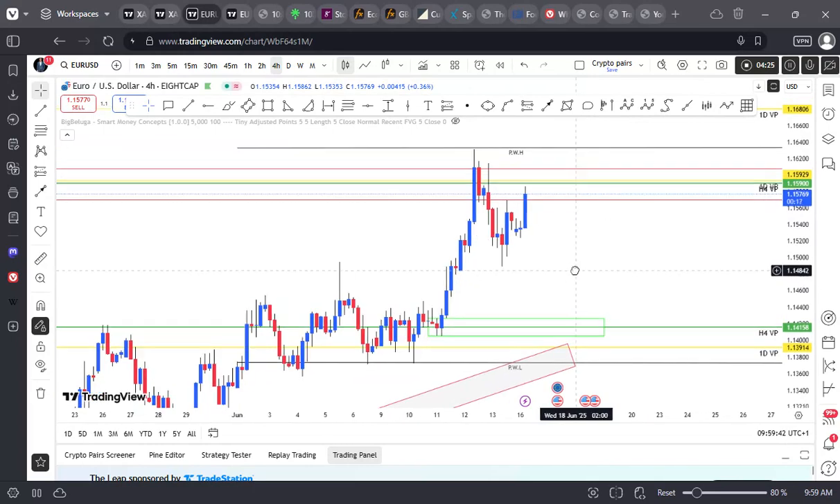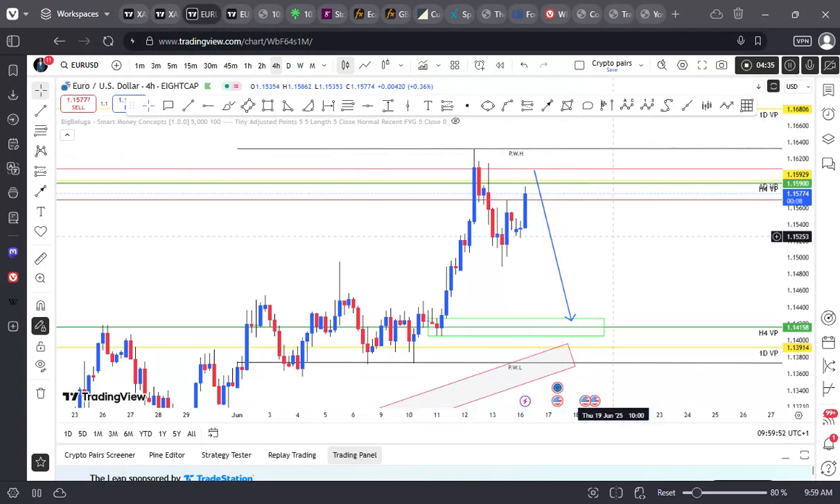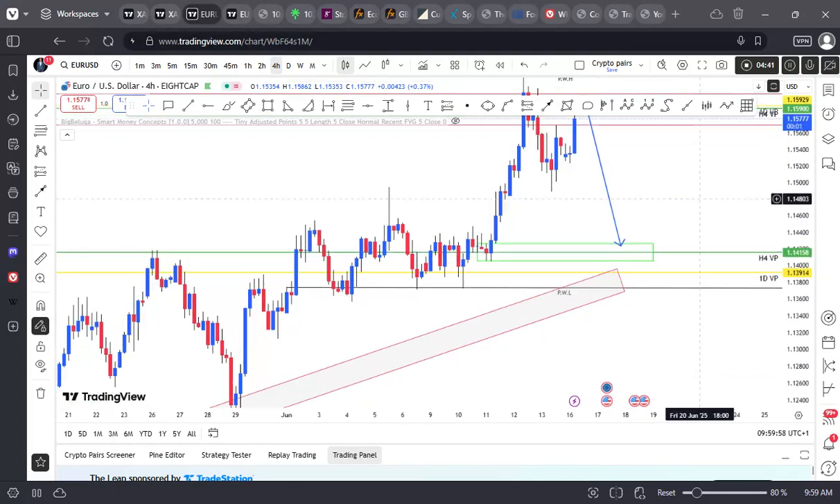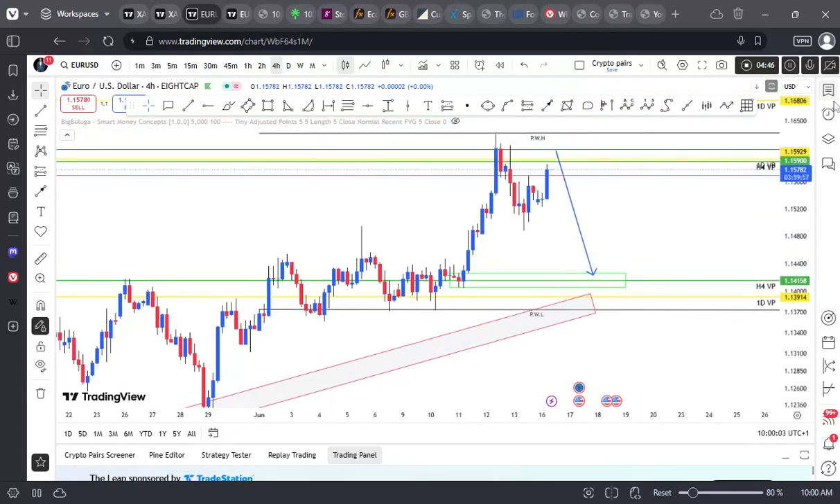Good. Then after that, based on what I can see, there are chances of euro losing strength from here. So once we start seeing the change of character, we will take the sells for euro as it heads towards this demand zone. Okay, so this is what I see for euro against the dollar.